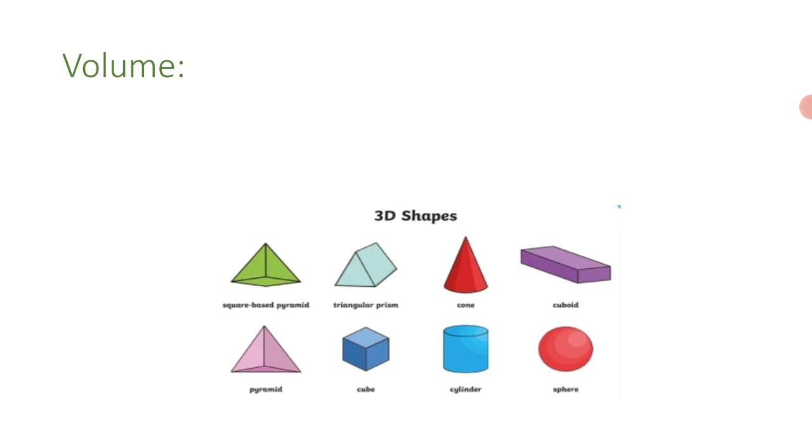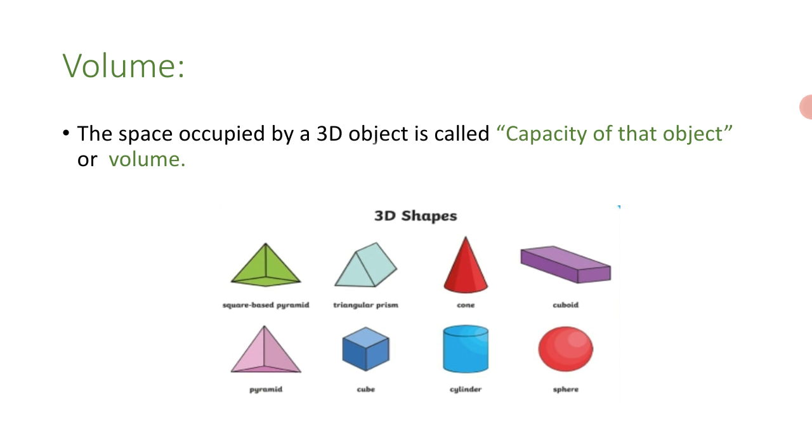Next, we can see about volume. First, what is volume? The space occupied by a 3D object. Here in the picture you can see the 3D objects: the cone, cuboid, sphere, cube. These are the 3D objects. The space occupied by these 3D objects is called the capacity of that object, or volume.